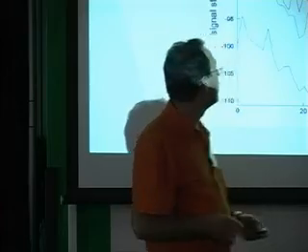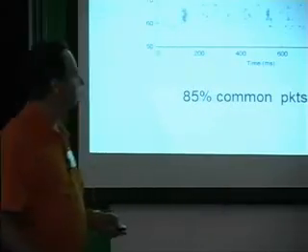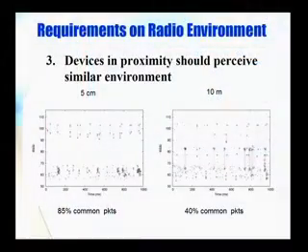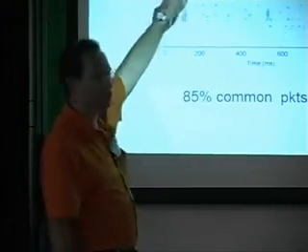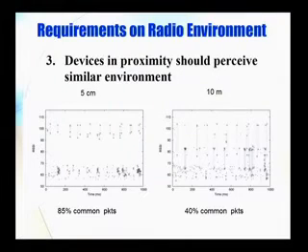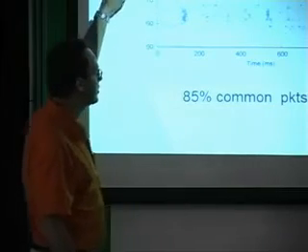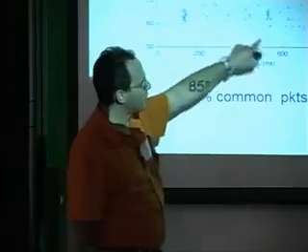The final requirement is that the environment that the two devices that we're trying to pair see should be similar, and the environment that an attacker that is farther away observes should be different. So what we're seeing here is the result of a very simple experiment carried out with 3 laptops. We have 2 laptops that are 2 centimeters away, and then another laptop that's about 10 meters away. On the x-axis is time, on the y-axis is received signal strength, and every dot here is a packet.